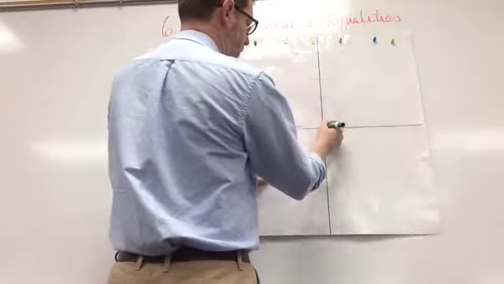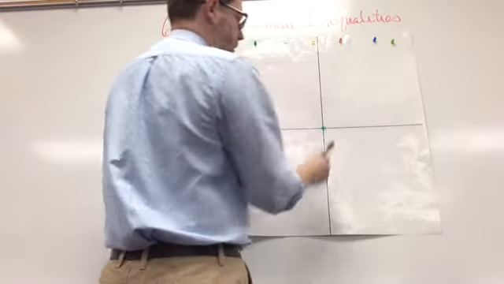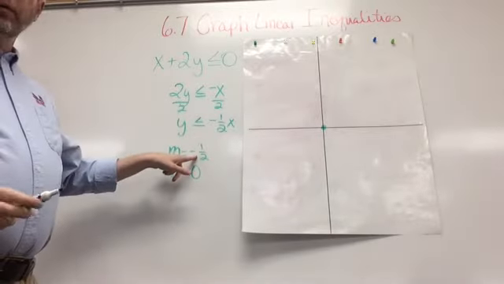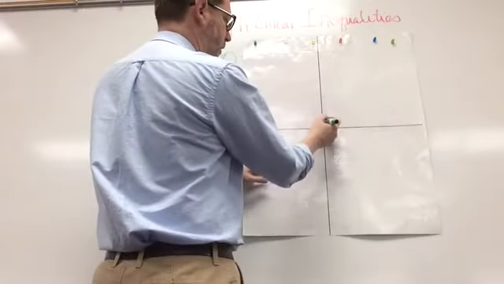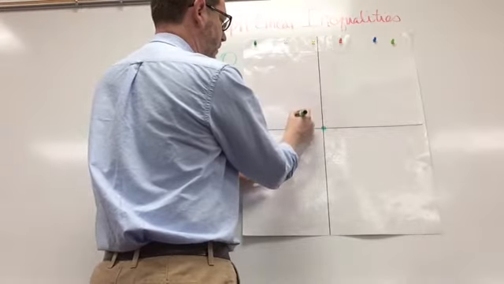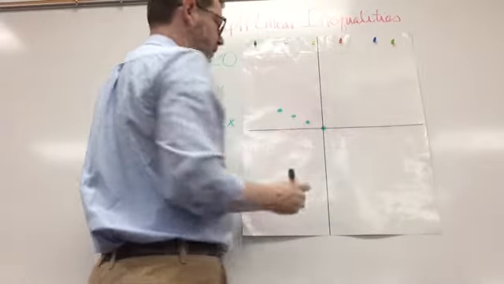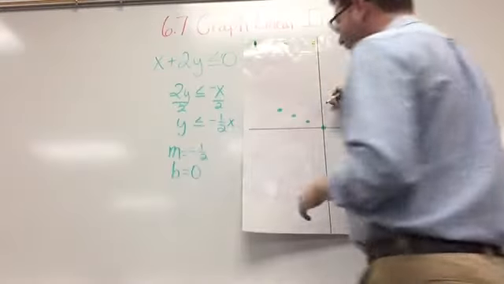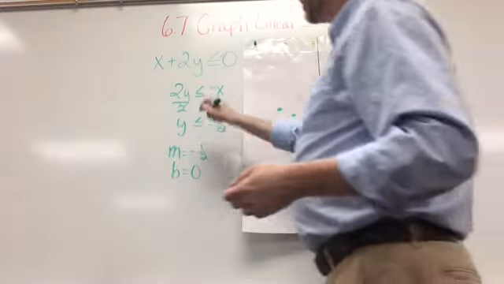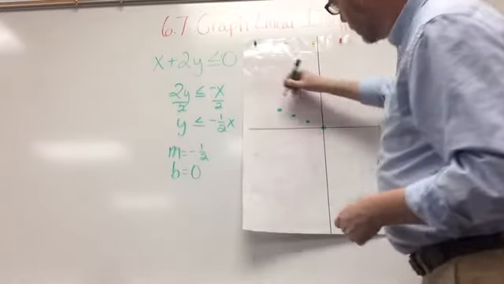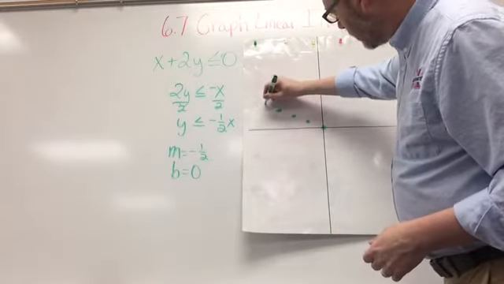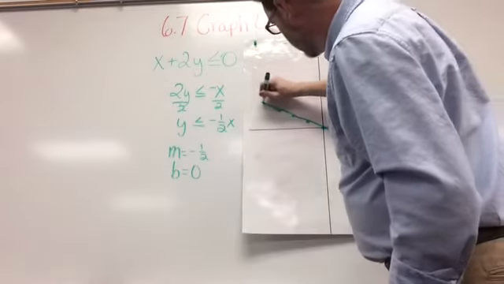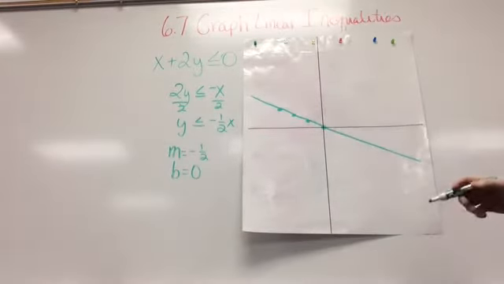I know that my y-intercept is the origin, and then I'm going to use my slope, -1/2. So I go up 1 and to the left 2, up 1 and to the left 2, up 1 and to the left 2. You only need 3 points. I gave you 4, that's bonus. And now this is going to be a solid line because I have less than or equal to. So I'm going to try to draw a solid line through those points. And that's what I have.